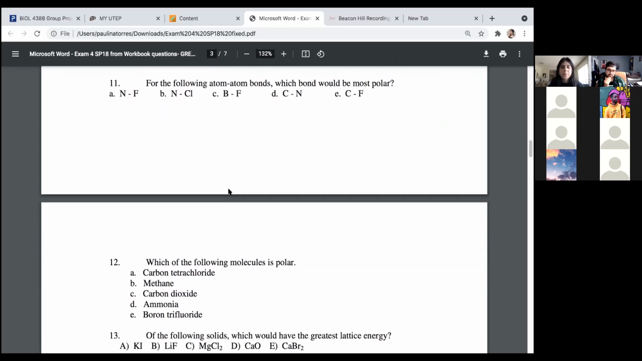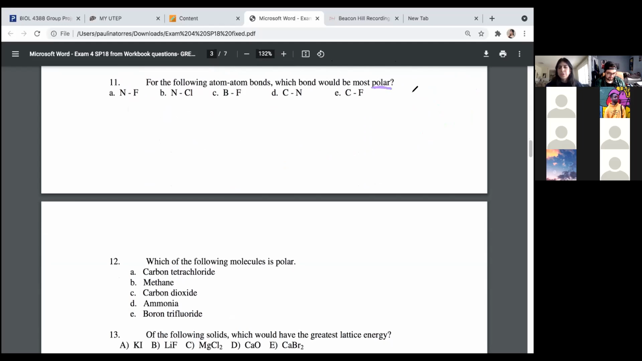Number 11. For the following atom-atom bonds, which bond would be most polar? Okay. So polarity has to do with which trend? Electronegativity. Yes. Electronegativity. Okay. So let's see. Which element is the most electronegative? You guys know?